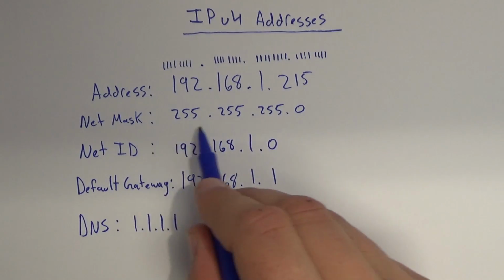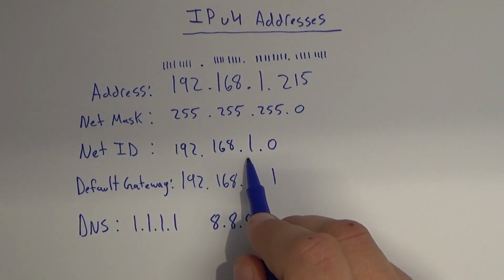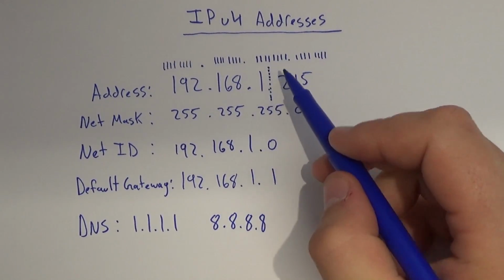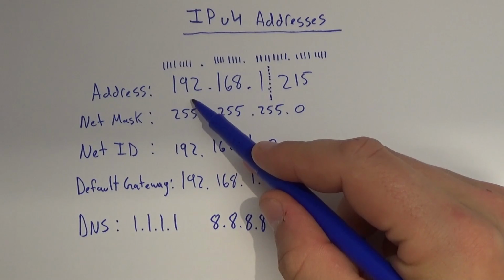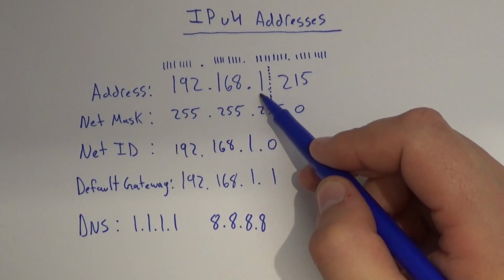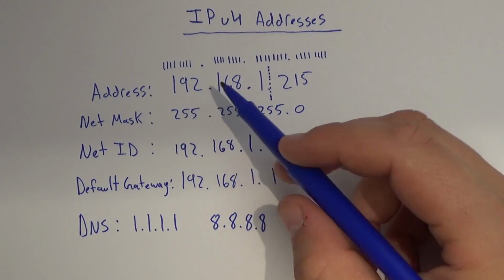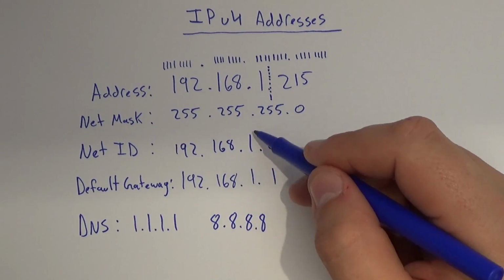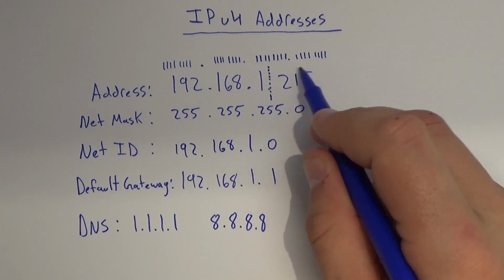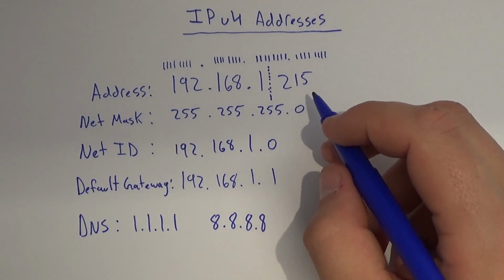So this net mask separates out the device ID from the network ID, and in this case, that's the division. Everything over here is the network ID. So all computers on this network are going to have identical bits, or the same numbers, for this portion. That determines what the network is. On this side is the device ID. This is the 215th device on this particular network.